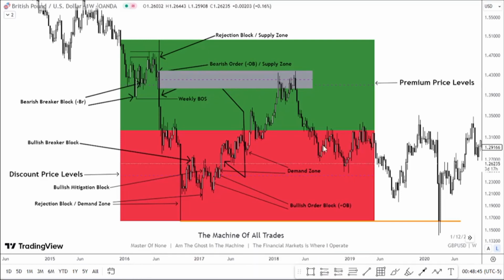So then it went down and did its targeting. Its first target, you would have taken your partials here. This is the demand zone, and this is the low. This is the demand zone, or order block. Yeah, I think so. Yeah, or order block.